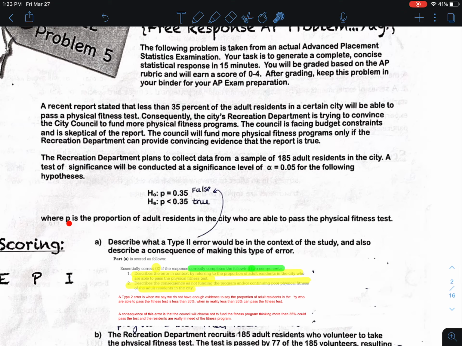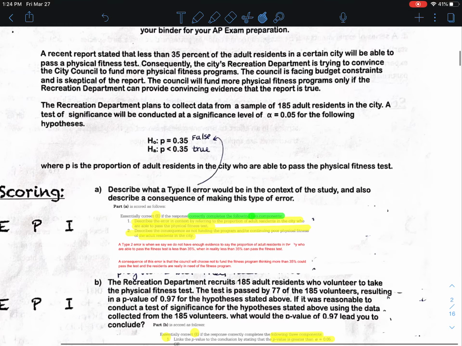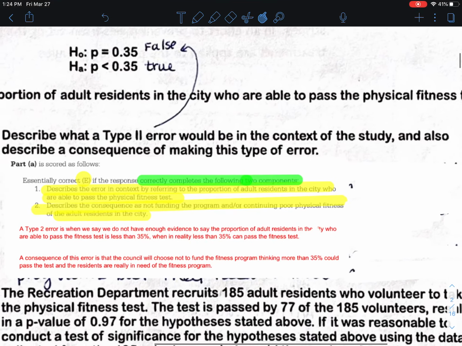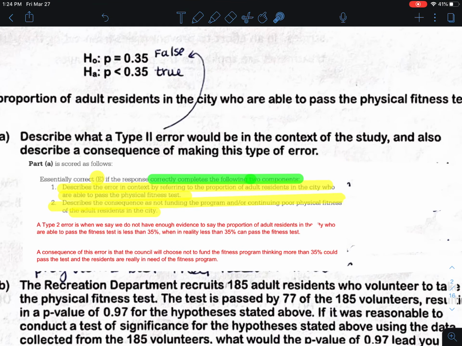Okay, so here's what they're after. P is the proportion of adult residents in the city who are able to pass the physical fitness test. So our null hypothesis is that 35% can pass it. The alternative is that less than 35% can pass. Okay, what part A is asking, it wants us to describe what a type 2 error would be in the context of this study, and then also describe a consequence of making a type 2 error.